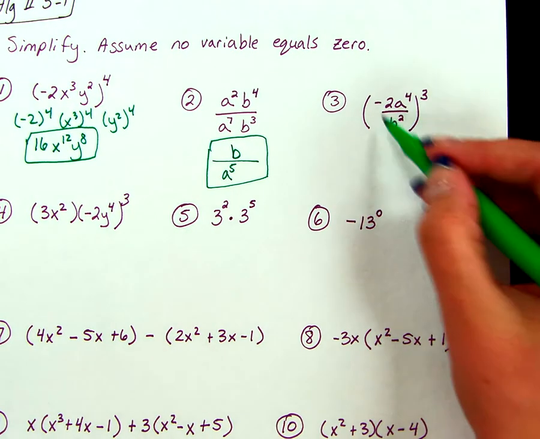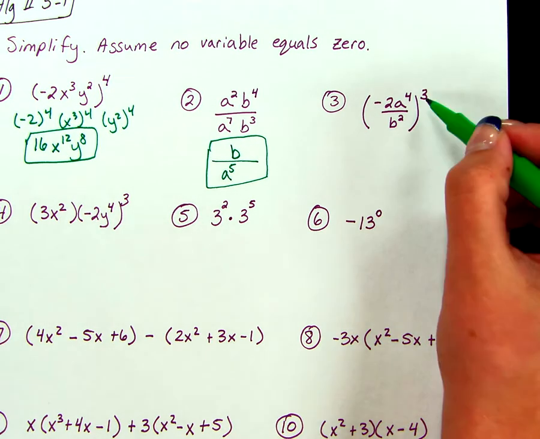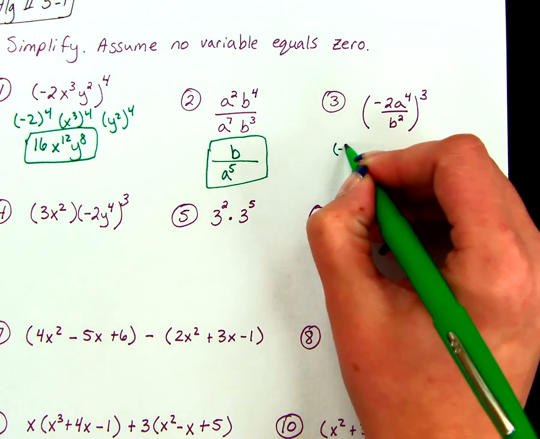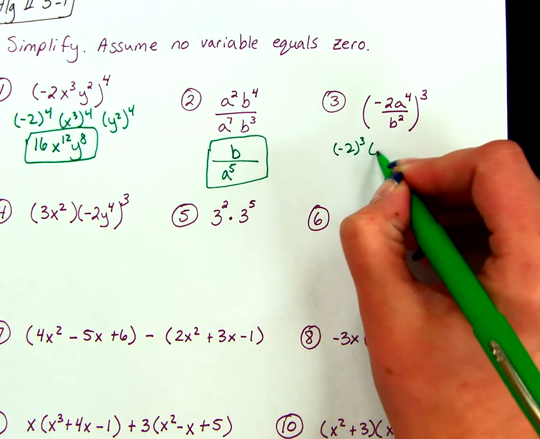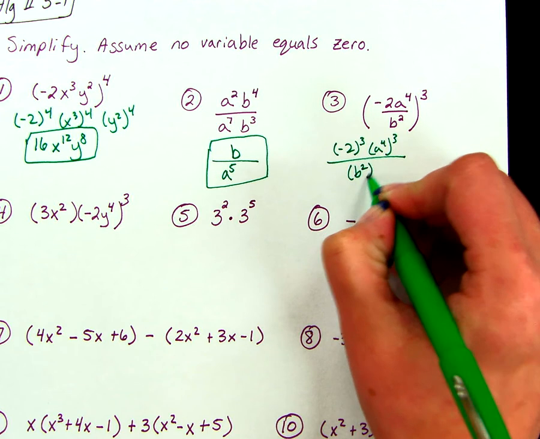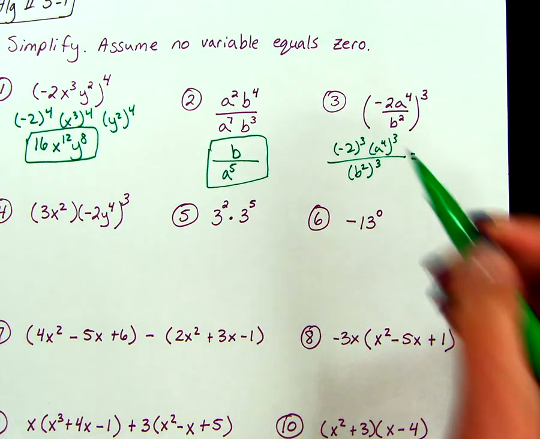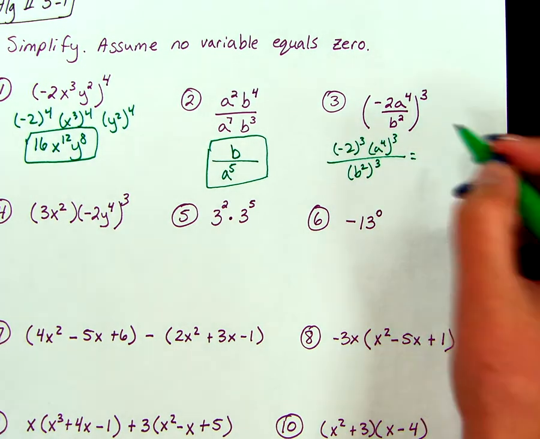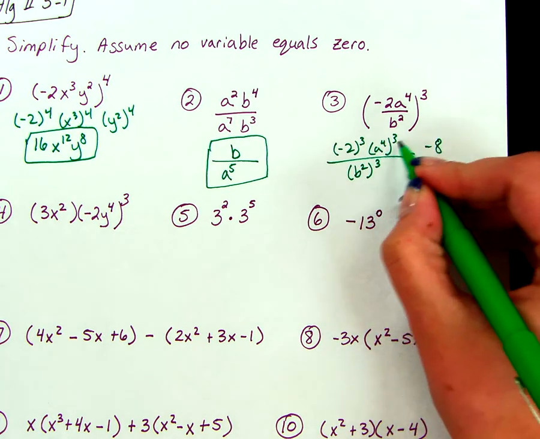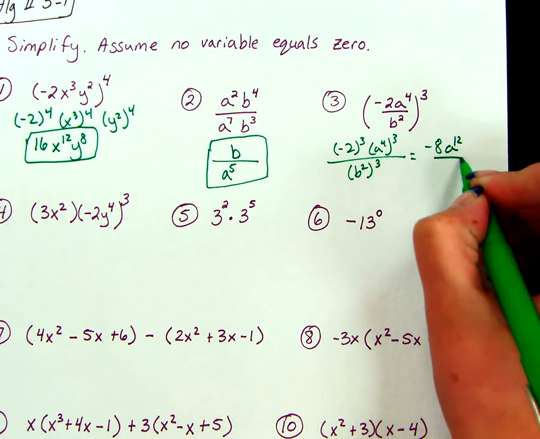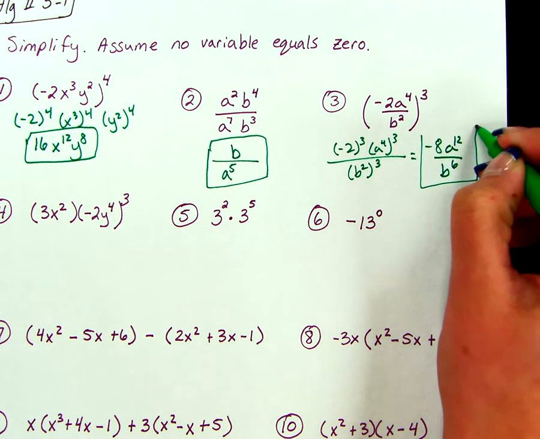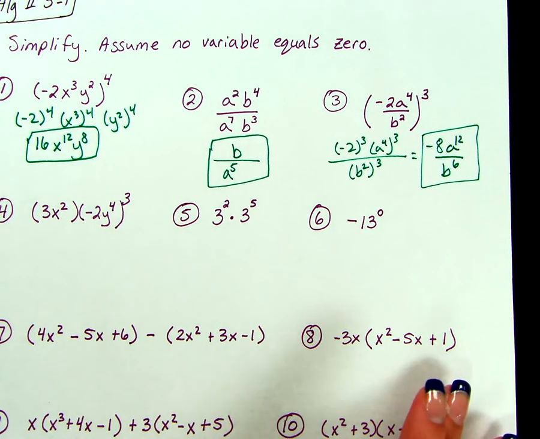All right, so again, looking at this, we have no pluses or minuses, so we're distributing this power into everything. So this is really asking us to take -2 cubed times a to the 4th cubed over b squared cubed. So -2 times itself 3 times is -8. Here we're multiplying our powers, so 4 times 3 is 12, and then 2 times 3 is 6. Nothing more that we can do to simplify, so that is our final answer.